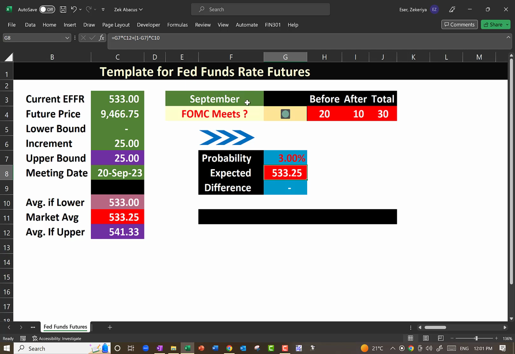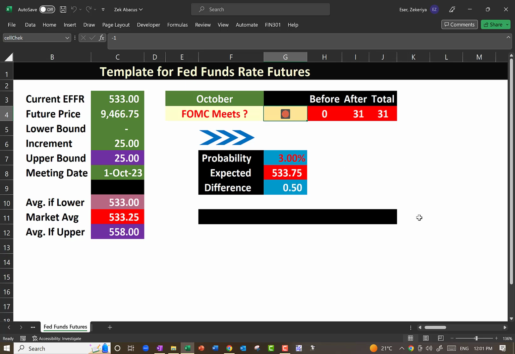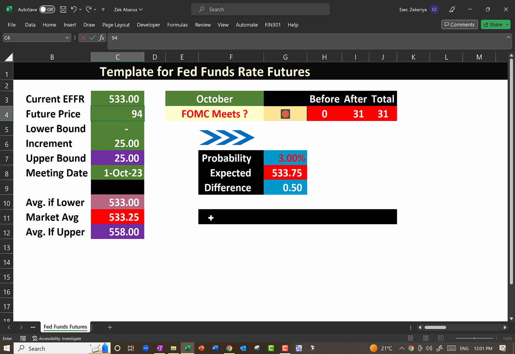This setup also handles when there are no meetings. Just make sure that you write the first of the month, and say that there is no meeting. So, we're going to use the October contract. It's 94.665. That's only 2%. In this case, it's not a bad idea to get estimates from two sources.